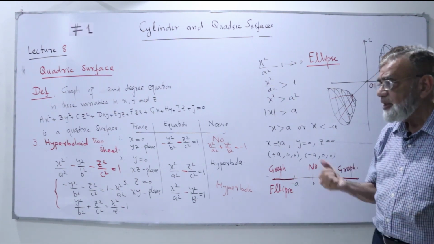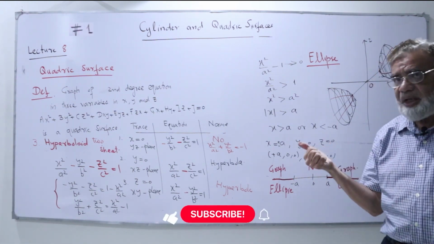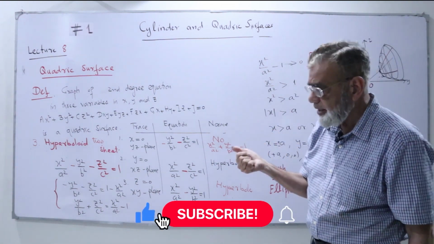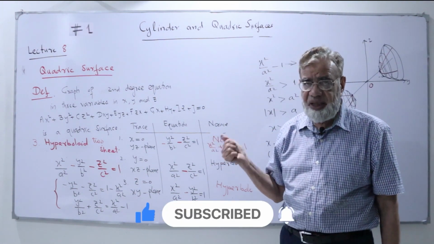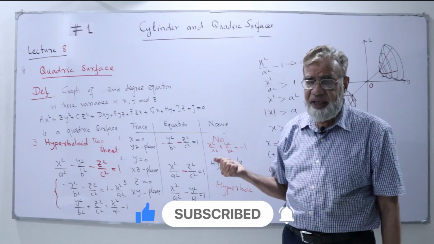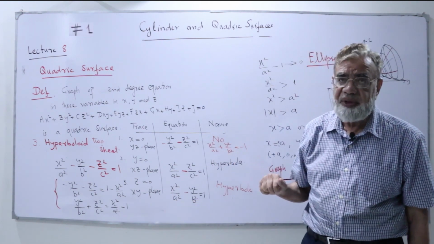We have discussed 3 of the surfaces: the paraboloid, the hyperboloid of 1 sheet, and the hyperboloid of 2 sheets. We'll discuss next time the cone and paraboloid, and then the hyperbolic paraboloid and elliptic paraboloid.